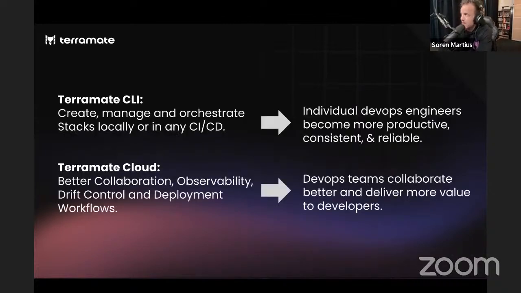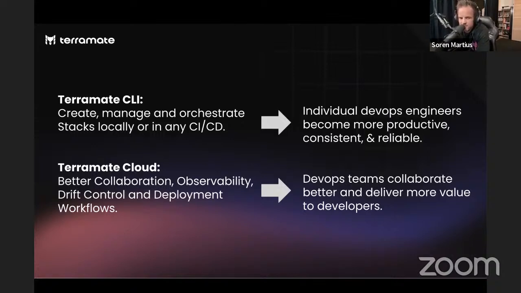So now, what are the two components that we will look at today? We have an open source CLI called Terramate CLI, and Terramate CLI basically helps you to create, manage, and orchestrate stacks locally or in any CI/CD, right? And it's meant to be used by individual DevOps engineers, smaller teams, to become more productive, to automate Terraform and whatnot. And then there's Terramate Cloud.